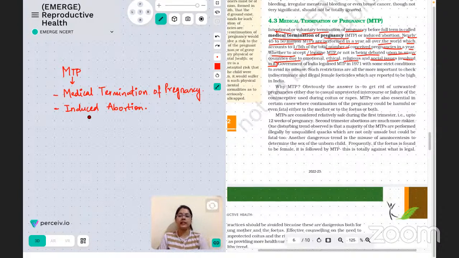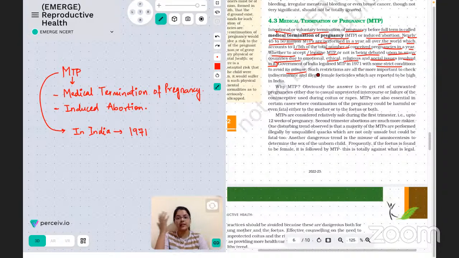Now, India में MTP को basically legalize किया गया था in the year 1971. Remember this क्योंकि ये पूछता भी है. तो India में this MTP has been legalized in the year 1971. All right, and with some strict conditions in order to avoid its misuse. Misuse कहने का मतलब क्या misuse हो सकता है? Female feticide के लिए basically इसको misuse किया जा सकता है.